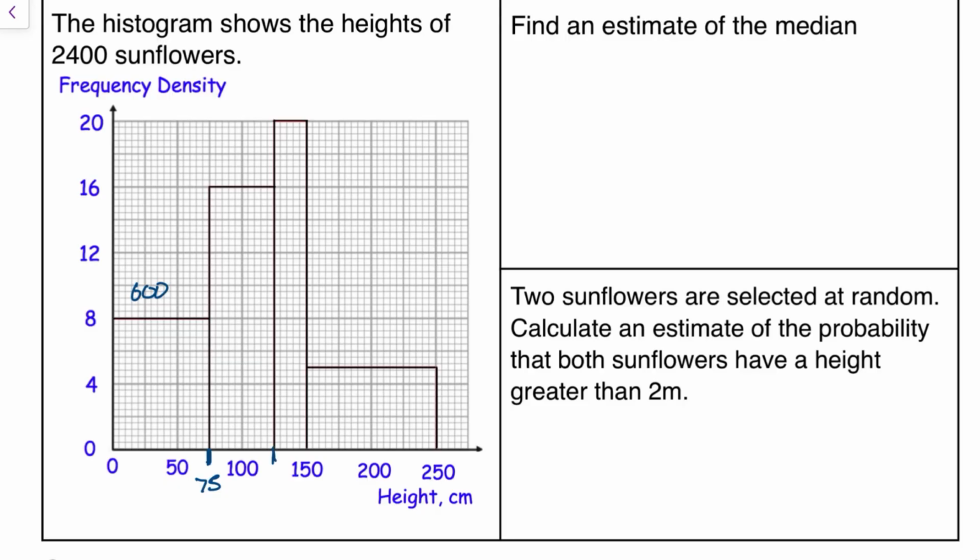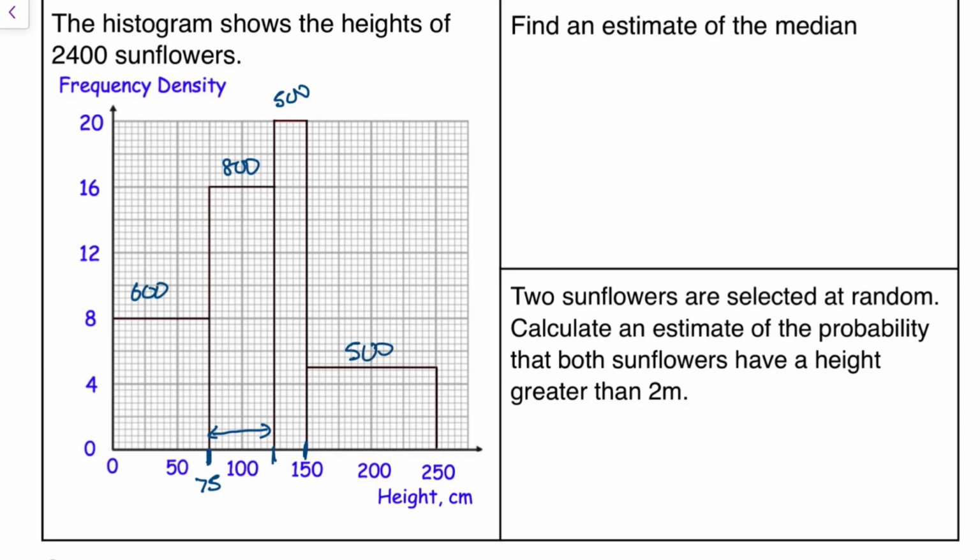Now, similarly here, this class width for B is going to be 50, and that's 50 times 16. So that is going to give me 800. The class width for C, or the third one, is 25. 25 times 20 is going to give me 500. And the final one, I go from 150 to 250, which is 100, so that's nice and easy. And then 100 times 5 is going to be 500.